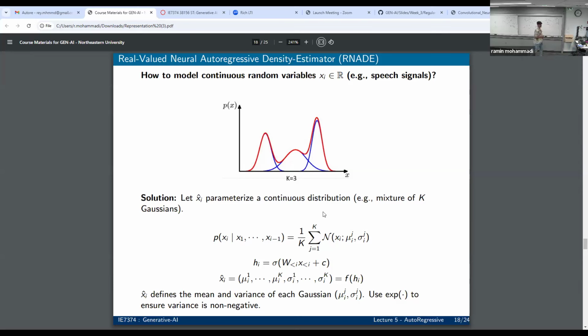I'm having a hard time figuring out the role of H here. What's happening? H is just a hidden vector. I think I get what you mean. So let's break this down.